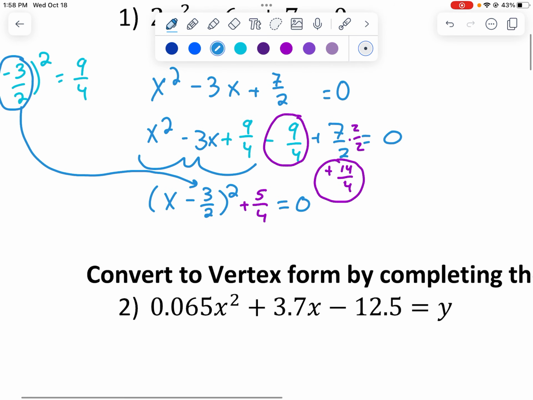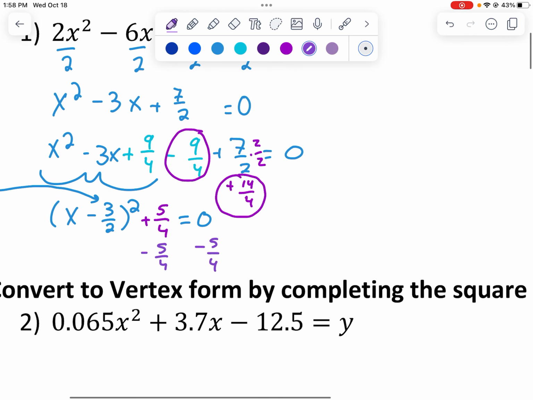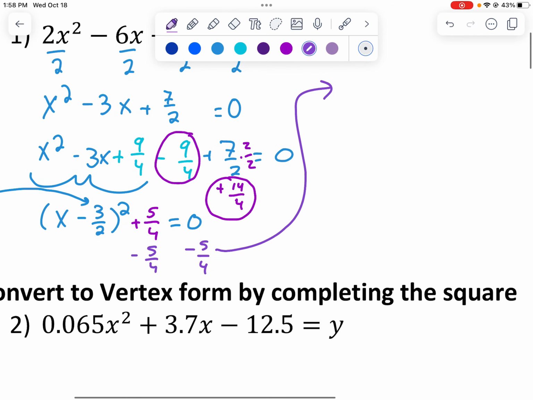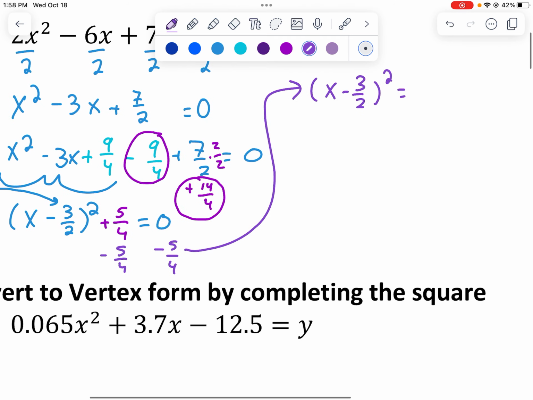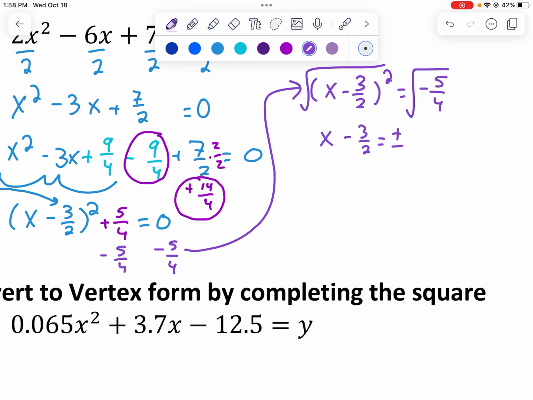And then to finish this question, we'll add the 5/4 to the other side. We just need to solve for x, so we need to isolate x. So we'll subtract 5/4 from both sides. That'll give us x minus 3 halves squared is equal to -5/4. Square root everything. So we get x minus 3 halves is equal to plus or minus.